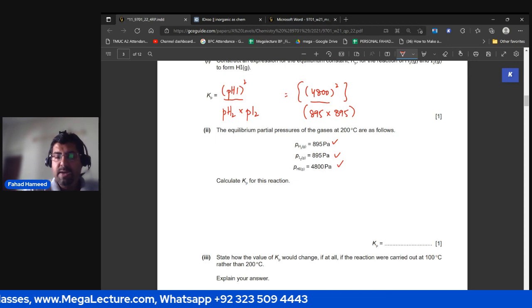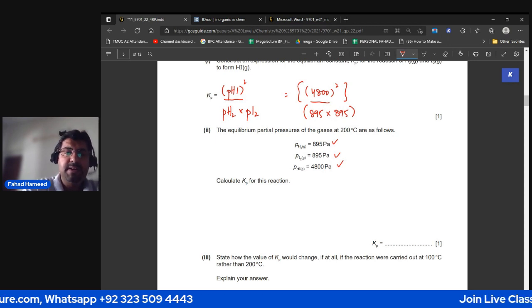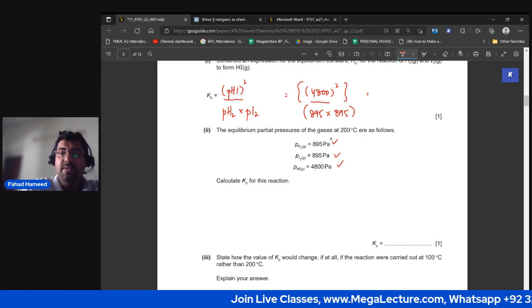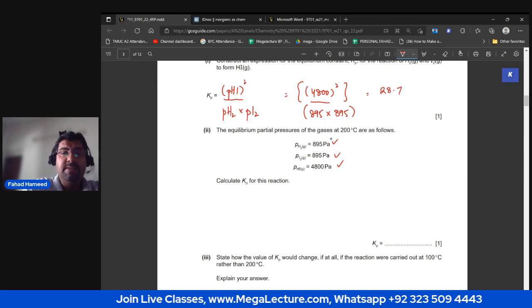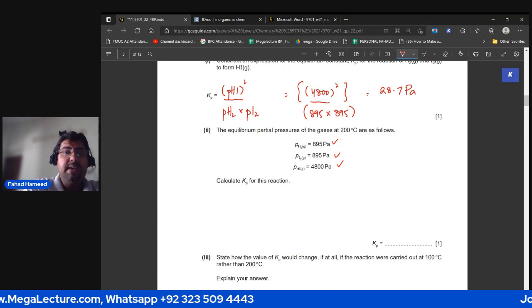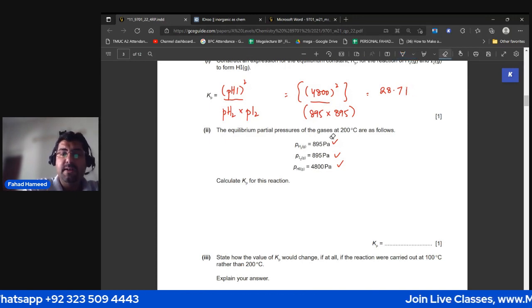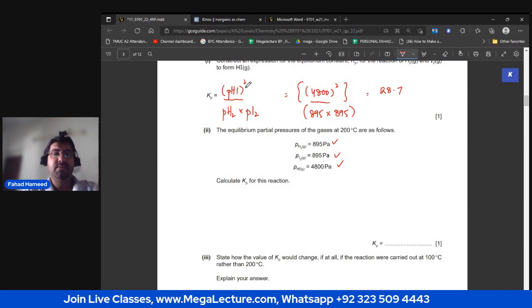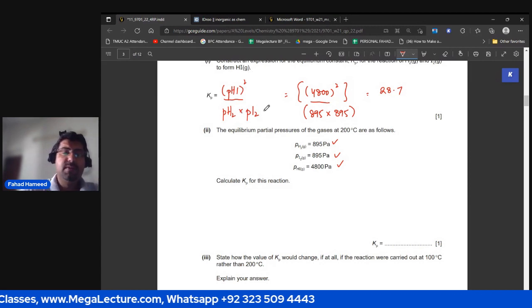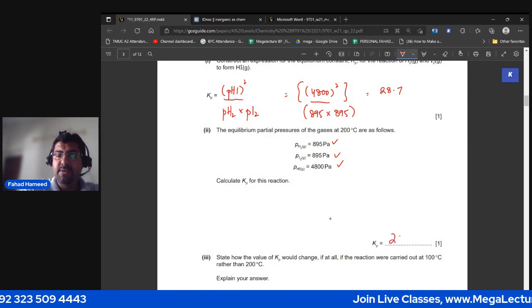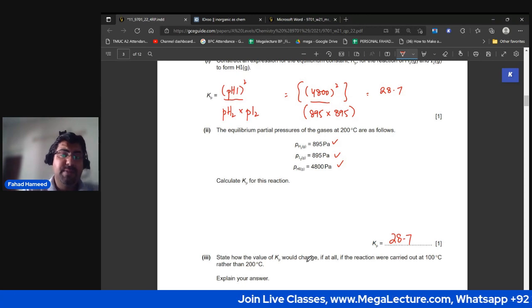So what I'm getting is 28.763, but since the values are up to three significant figures, my answer will be rounded off to three significant figures, and it's going to be 28.7. That is actually, there's not going to be any unit. There wouldn't be any units for this. Why? Because the units are going to get cancelled out. Because over here it's Pascal squared divided by Pascals into Pascals. So all the units are going to get cancelled out. So it's just going to be 28.7, and it's going to be dimensionless.